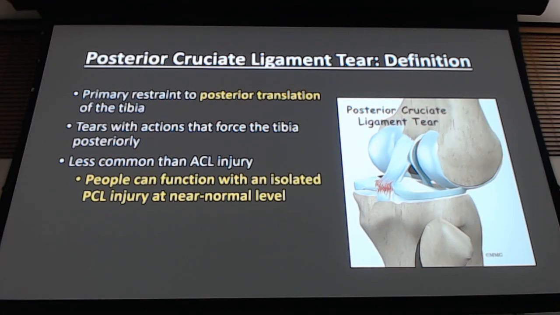People can function with an isolated PCL injury at near normal level. Okay, so does that tell you that for isolated PCL injuries we don't really do too many surgeries? Yes. Okay, because they can function at a near normal level. They can get a PCL brace and move on. Okay, everybody sees this picture here. It kind of denotes where that ligament is. Okay, any questions about PCL?